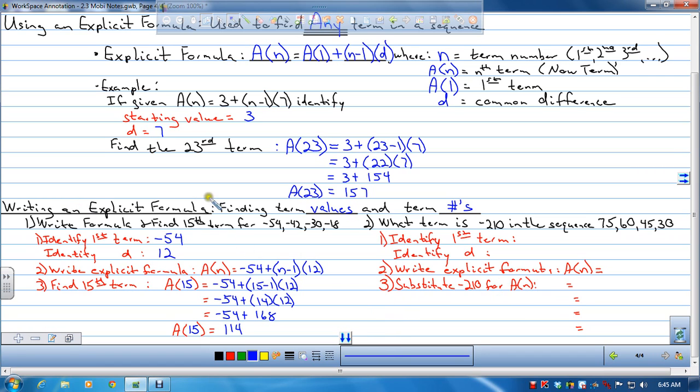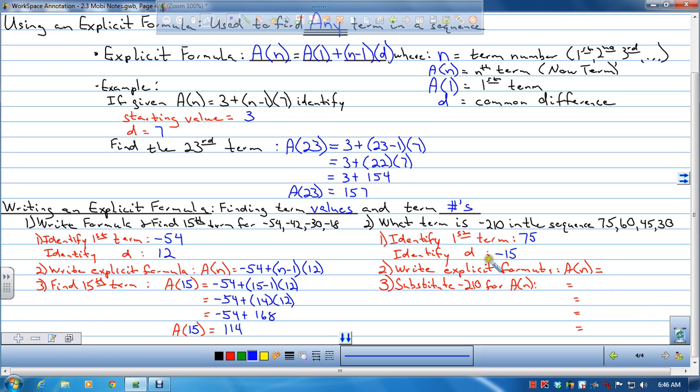Now the other use of an explicit formula is if I was given a value here, I want to know where this value falls in this sequence. Is it in the 10th position? Is it in the 30th position? I don't know. But I have certain values here. I want to know when I'm going to get to this one. So identify the first term again. First term 75, right? The d, it appears to be decreasing, right? Decreasing by 15. Therefore, d would be a negative 15.